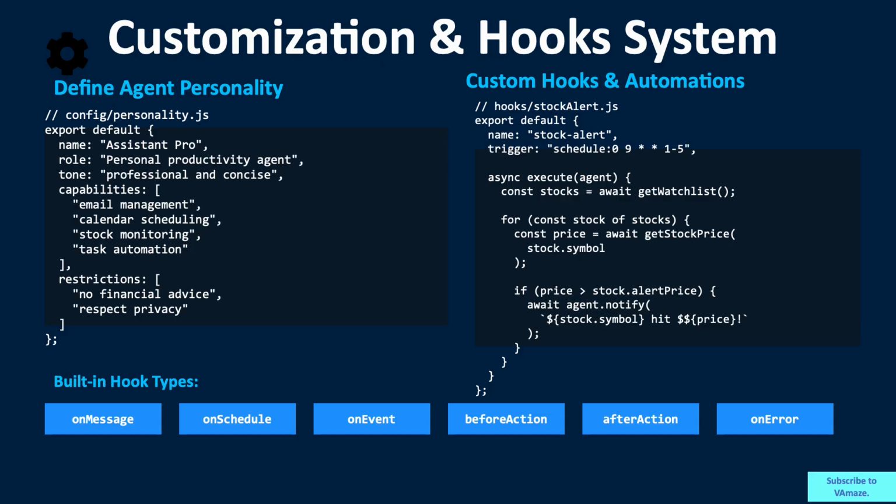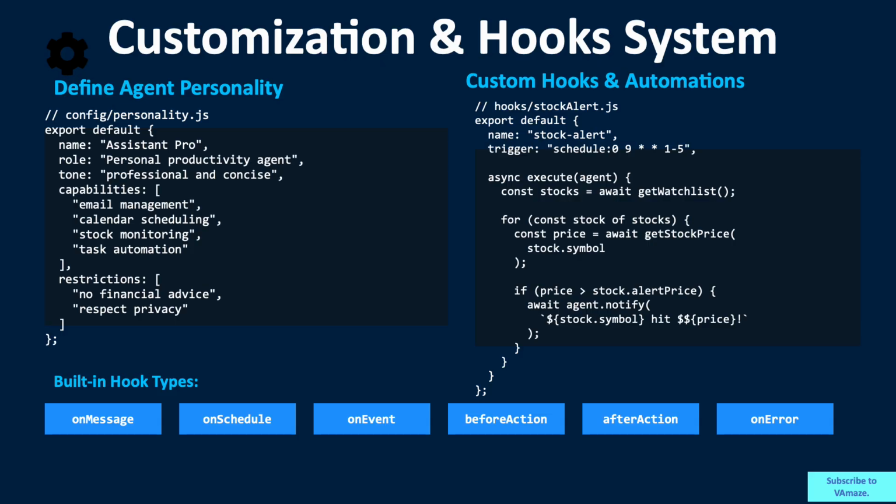Now, the hook system. This is where things get really interesting. On the right side of this slide, you can see a sample hook for stock alerts. Let's break down what's happening here. We define a hook named stock alert with a trigger. In this case, it's a cron-style schedule. 09 star 1-5 means at 9 a.m. every weekday. The execute function is where your logic lives. This hook gets a watch list of stocks you're monitoring, loops through each one, fetches the current price, checks if it's exceeded your alert threshold, and if so, notifies you immediately.